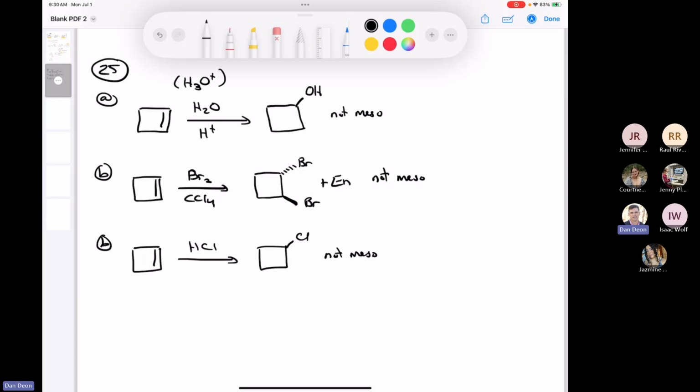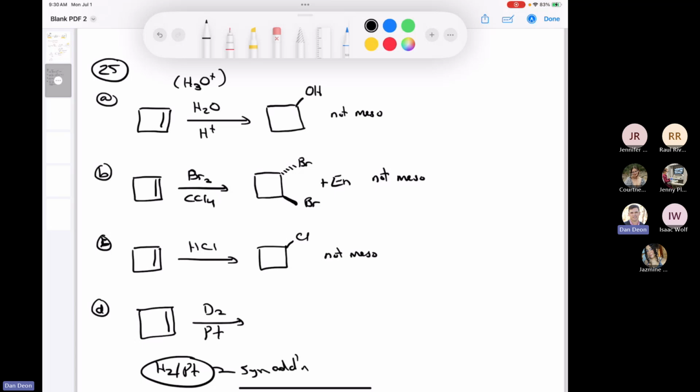And the last one, the reason I wanted to go over this one in detail with you is because it's using deuterium, D2. Remember, you can treat deuterium and platinum as if it's H2 and platinum. You can treat it the same way, but we know it is syn addition. That means that both deuteriums are going to be added to the same face of the molecule. So we're going to end up with one deuterium going down and the other deuterium going down. And you can see that there are two stereocenters and there is a plane of symmetry here. And so this is the meso compound. So that is the correct answer.